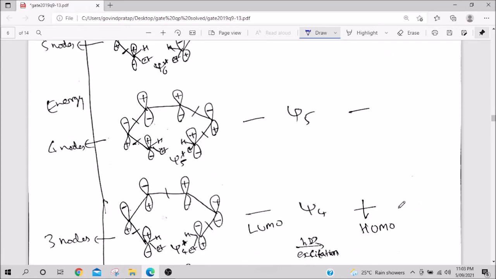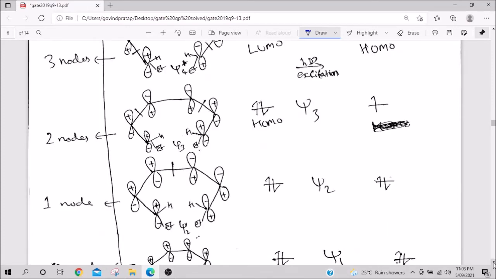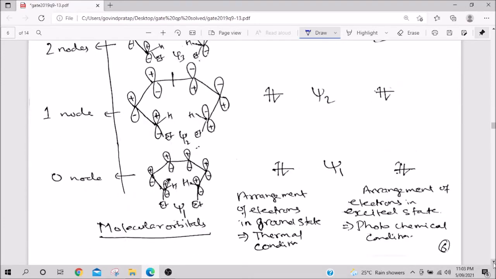Now how do we do it? We have to always make nodes. So in psi 1 there will be no node. That means all the orbitals on one side have the same sign, and they don't change. So here on top I have put plus, so all of them are plus. So orbitals overlap here very efficiently. That's why it is more stable.